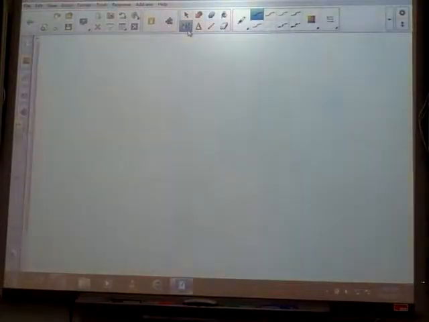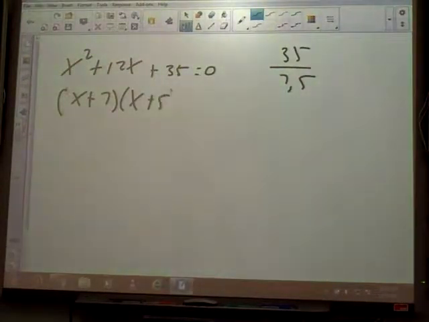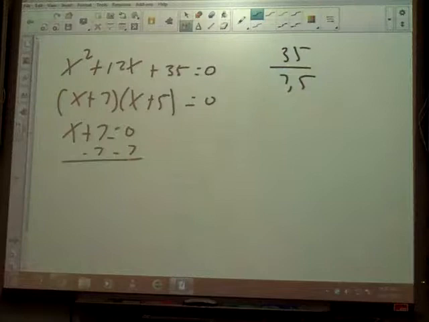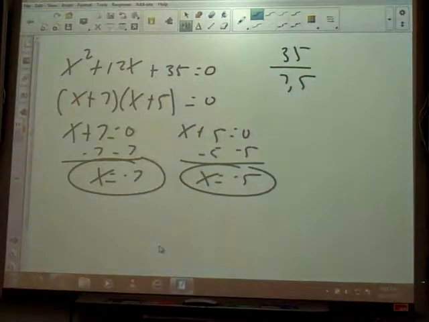On number 1, x squared plus 12x plus 35 equals 0. This one is my favorite one because it's factorable. A times c, the factors of 35 that add to b, are 7 and 5. So this would be x plus 7 times x plus 5 equals 0. Now just set both of those factors to 0. X plus 7 equals 0 gives me negative 7. And x plus 5 equals 0 gives me negative 5. If you did the quadratic formula, as long as you didn't mess up, you'll still get those same two answers.